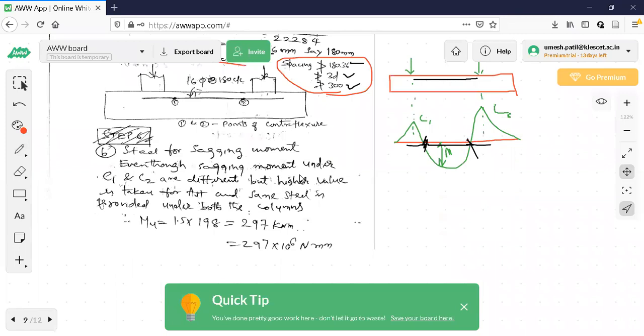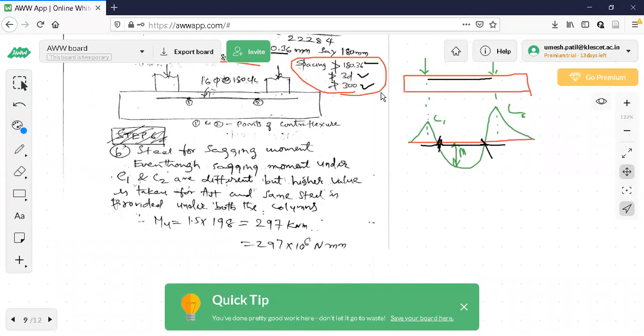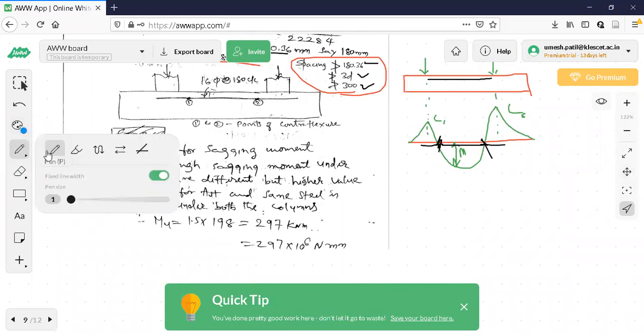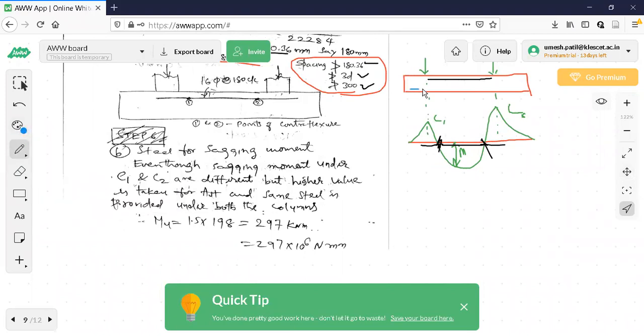Now observe this. The important thing here is AST2, which I will calculate now. AST2 means steel for sagging moment. As I told you, if the moment is sagging, the tension zone is below the neutral axis. Approximately what I should do here is, for the moments at C1 and C2, provide steel somewhere here, AST2, somewhere here and somewhere here.